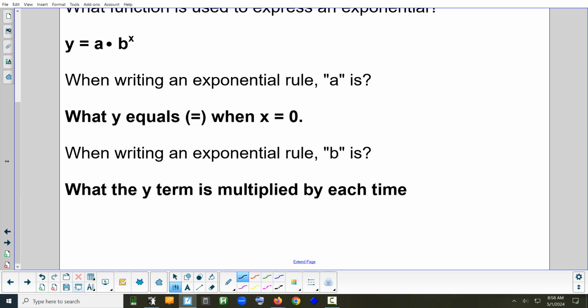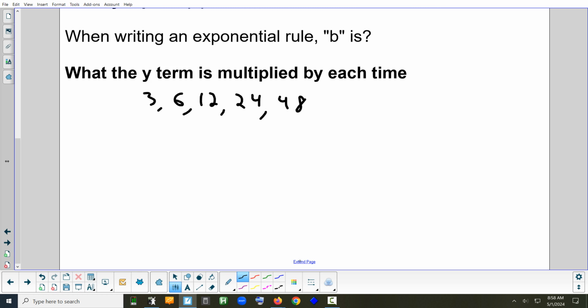So let's say I had some numbers like this. 3, 6, 12, 24, 48. Does anybody see, what am I multiplying by each time? Not multiplying by 3 each time. 2. 3 times 2 is 6. 6 times 2 is 12, and so on. So that's times 2 each time.